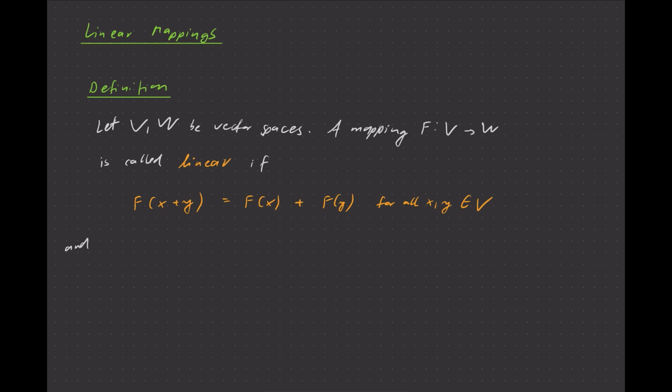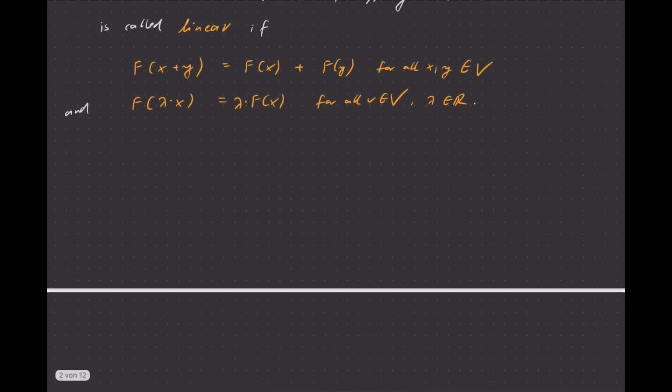And the second property, if we take a vector x and scale that by a scalar, so we take lambda times x for some scalar lambda, and apply f to that scaled version, that's the same thing as first applying f to the vector x and then scaling. And again, that needs to be true for all x in V and all lambda in R. So that's the definition of a linear function. Now to illustrate that, let's see some examples.